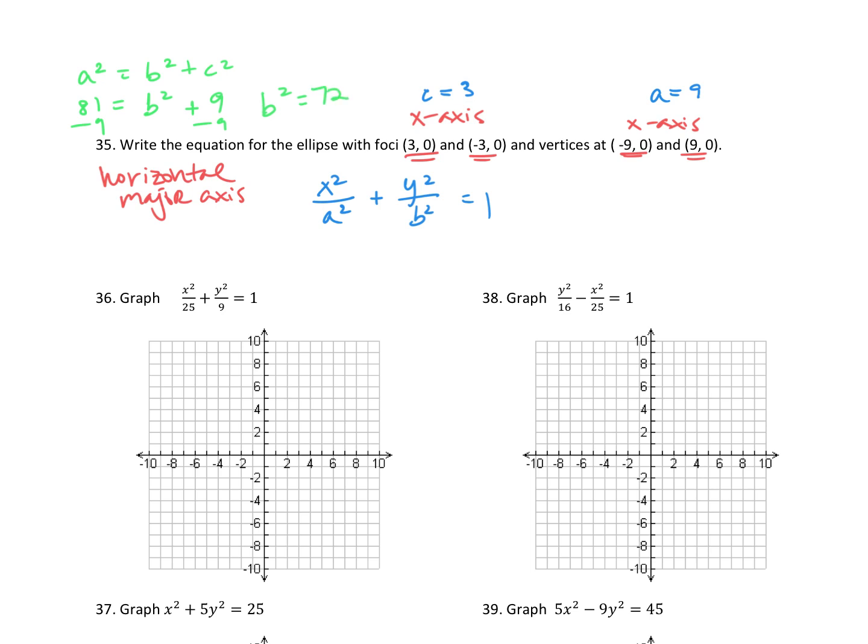Now we could square root both sides to figure out what b is, but I'm going to put b squared in the equation anyway, and b squared equals 72. A squared, if a is 9, a squared is 81, and that's going to go in our equation. So our equation of this ellipse is going to be x squared over 81 plus y squared over 72, and then it is equal to 1.